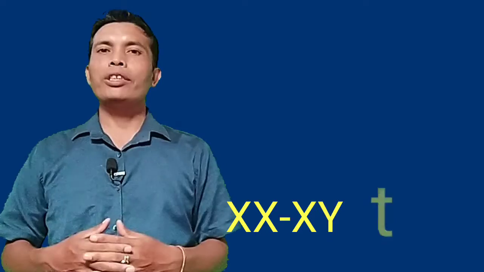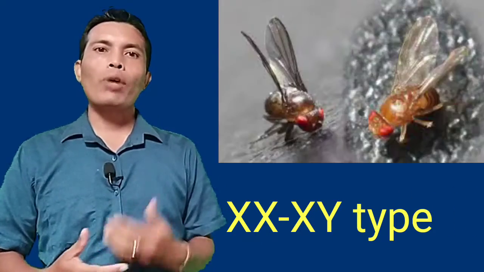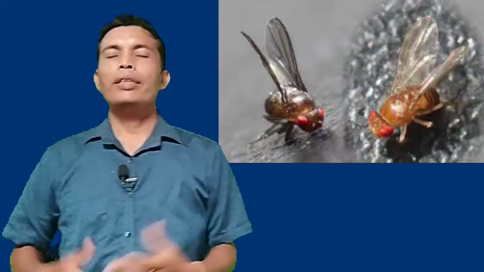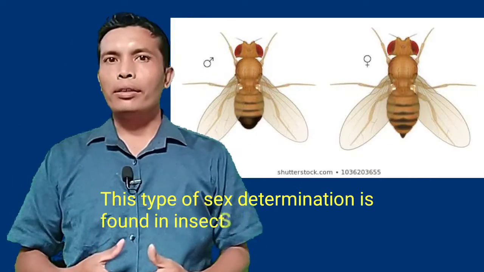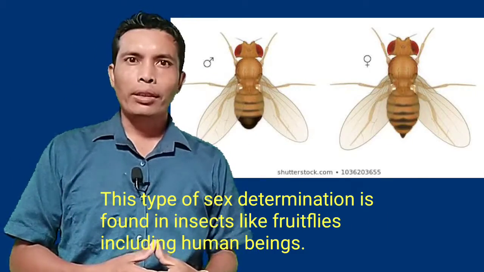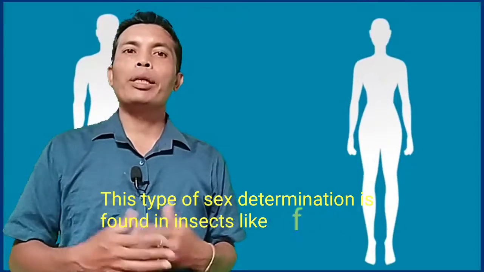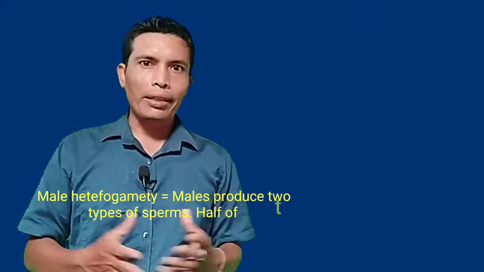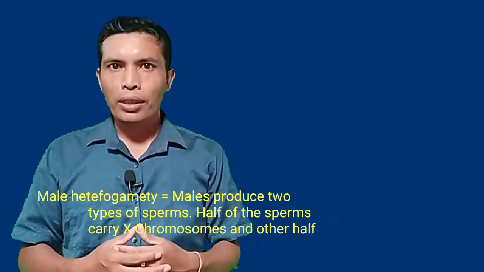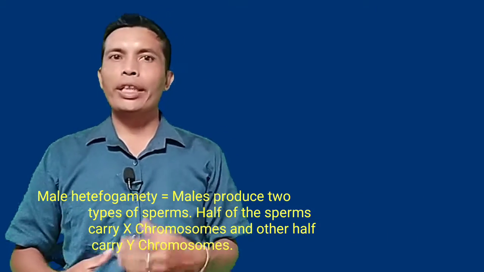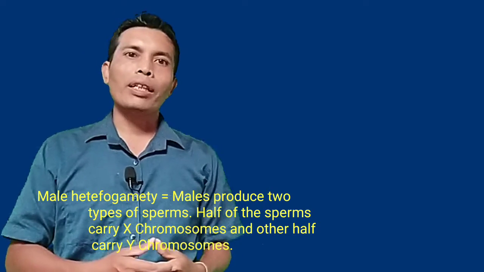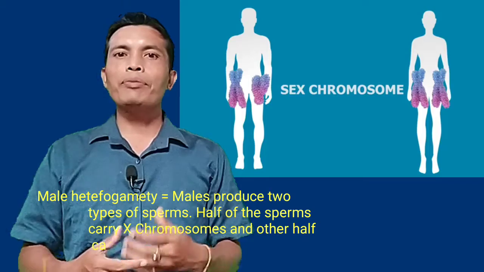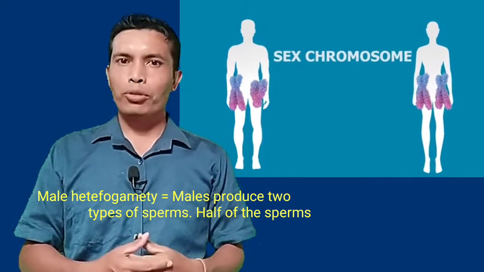Okay, second type of sex determination is XX-XY type, or simply XY type of sex determination. This type of sex determination is found in Drosophila melanogaster and mammals including human beings. Male individual is heterogametic, that is, sperms have different types of allosomes or sex chromosomes. 50% of the sperms carry X chromosome, other 50% of the sperms carry Y chromosome.